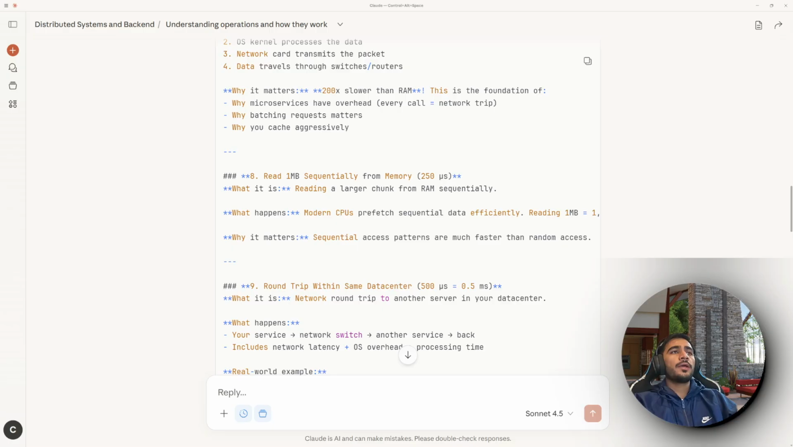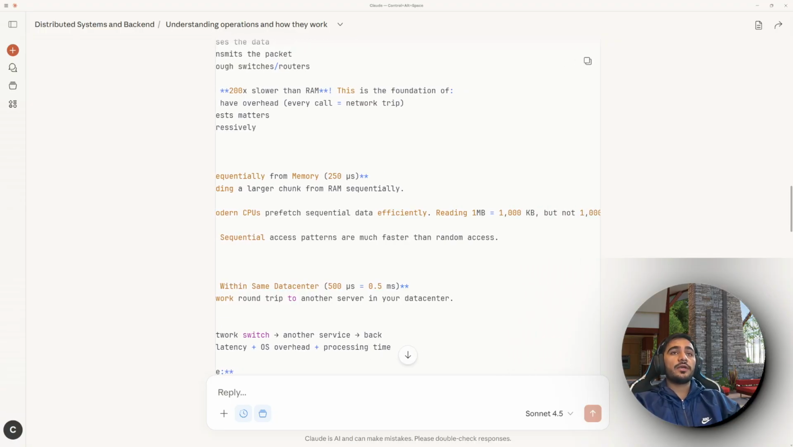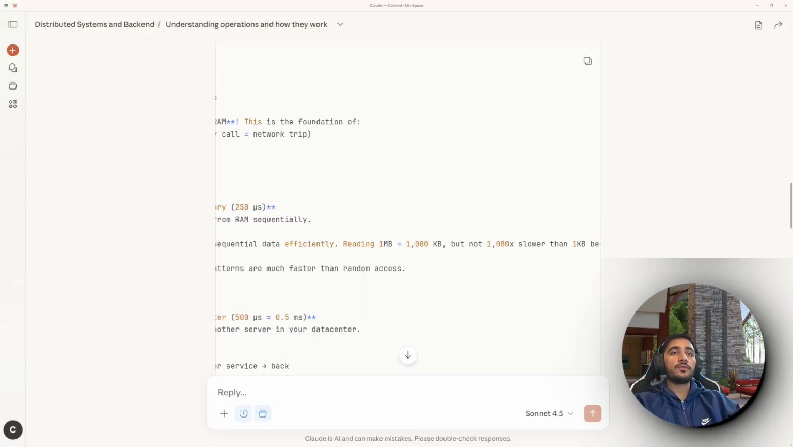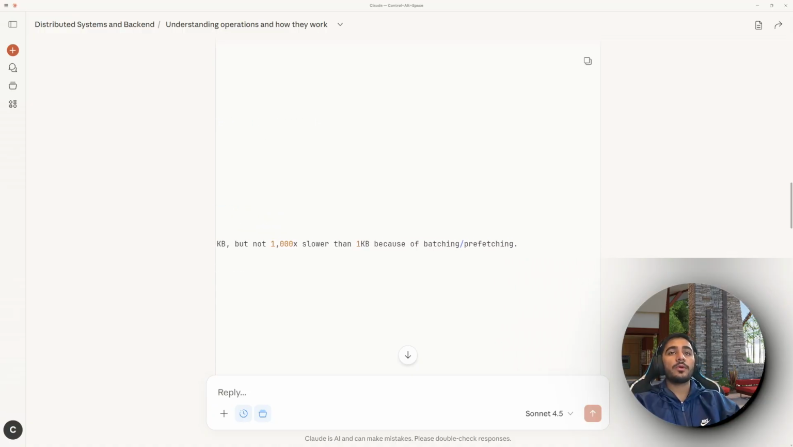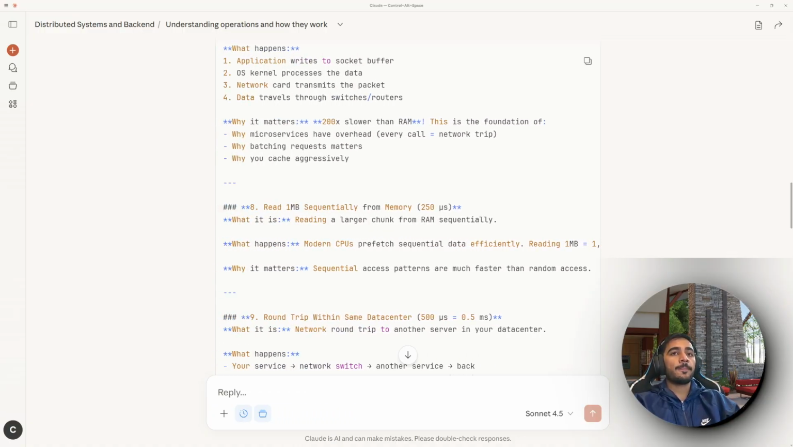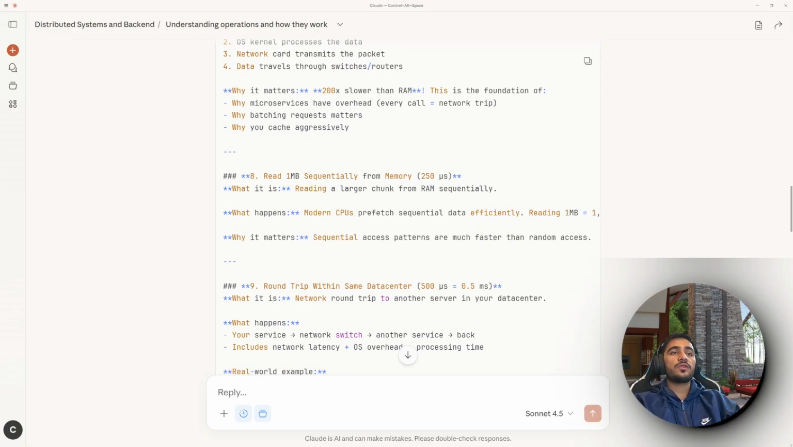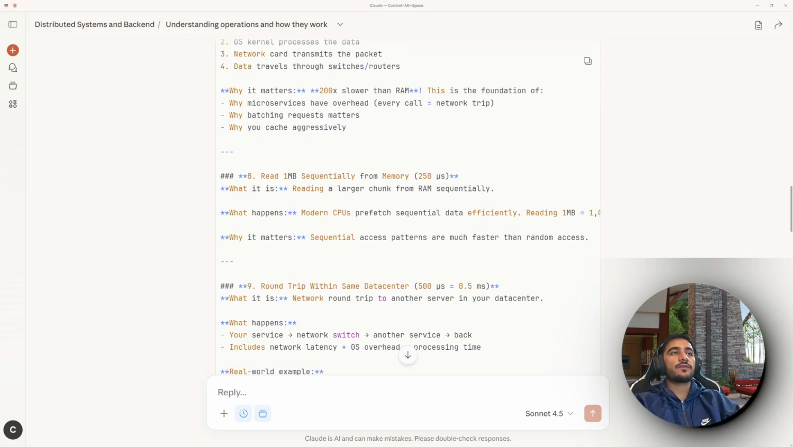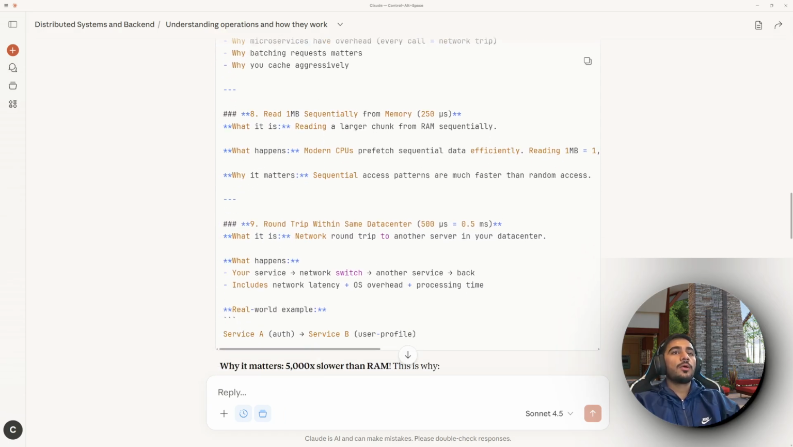Now, reading 1 MB sequentially from memory. This takes 250 microseconds. What it is: reading a larger chunk from RAM sequentially. What happens? Modern CPUs prefetch data efficiently. Reading 1 MB equals 1000 kilobytes, but it is not 1000 times slower than 1 KB because of batching or prefetching. Why it matters? Sequential access patterns are much faster than random access. Yeah, we went over it already.